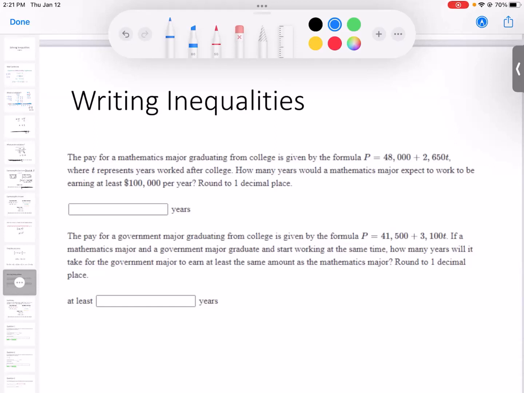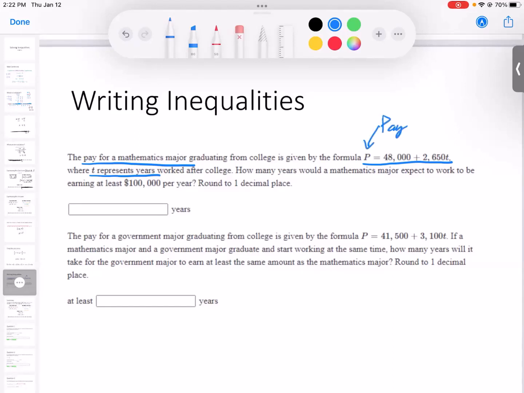So on this one, it says the pay for a mathematics major graduating from college is given by this formula, where T represents the years worked after college. And they didn't actually tell us what P represents. So they told us this T is the number of years, but we don't know what P is. But we can tell from the way they phrase the sentence that it's the pay for a mathematics major, which makes sense because pay starts with P, because they said that the pay for a mathematics major is given by this formula.